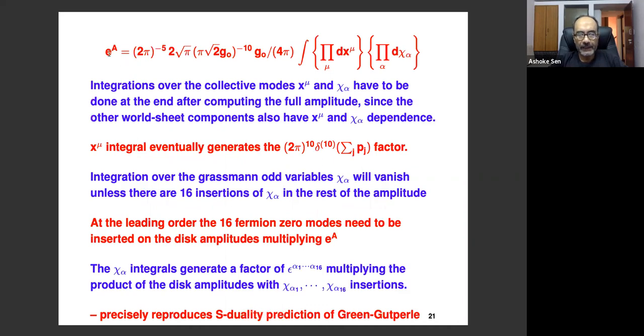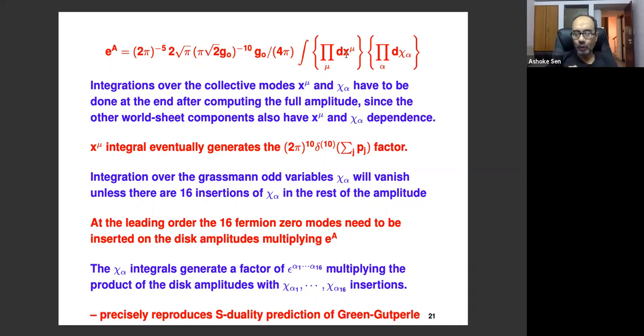So putting all this together, we can write this annulus amplitude, the exponential of the annulus, as this integral. And we are still left with this integration over the D-instanton position and the fermion zero modes that are supersymmetric. But these, of course, are collective modes of the instanton. And as you know from any instanton calculus, the collective mode integration has to be done at the end, after computing the full amplitude. Because if you are just calculating the exponential of the annulus amplitude, then this is all you have. But of course, that's not all you have, right? You have the exponential of the annulus multiplied by the disk amplitudes. And the disk amplitudes also depend on x, because x is the position of the D-instanton.